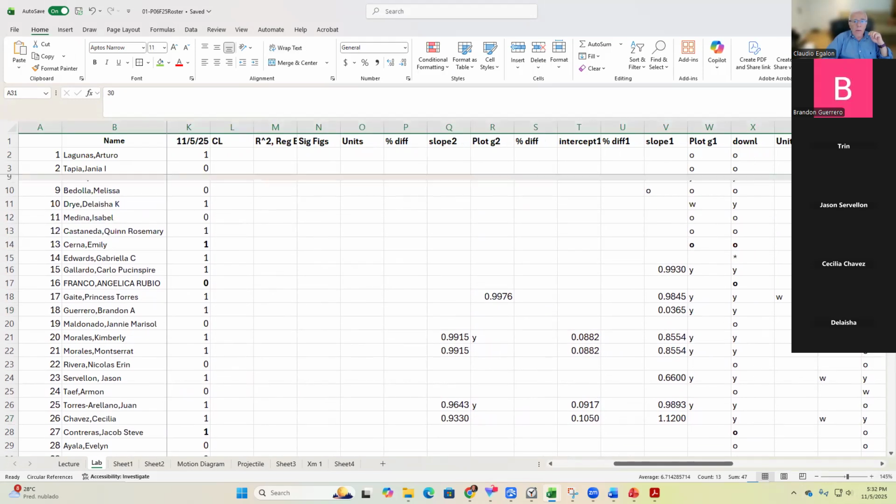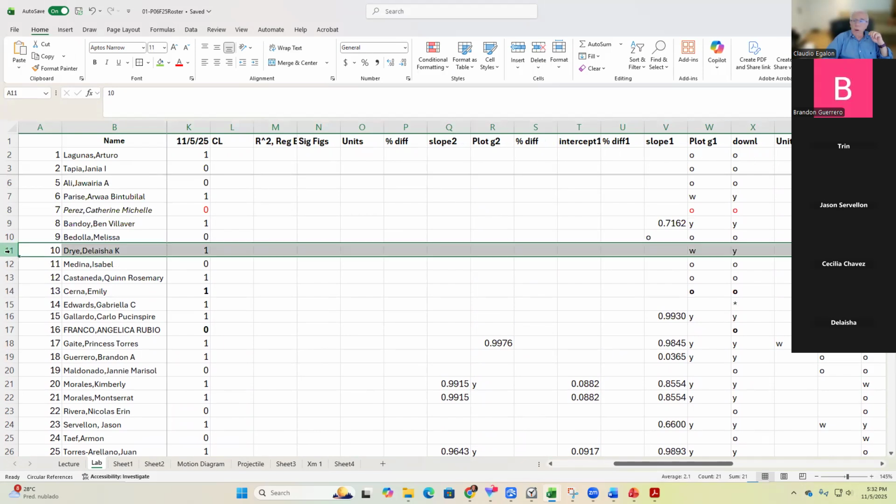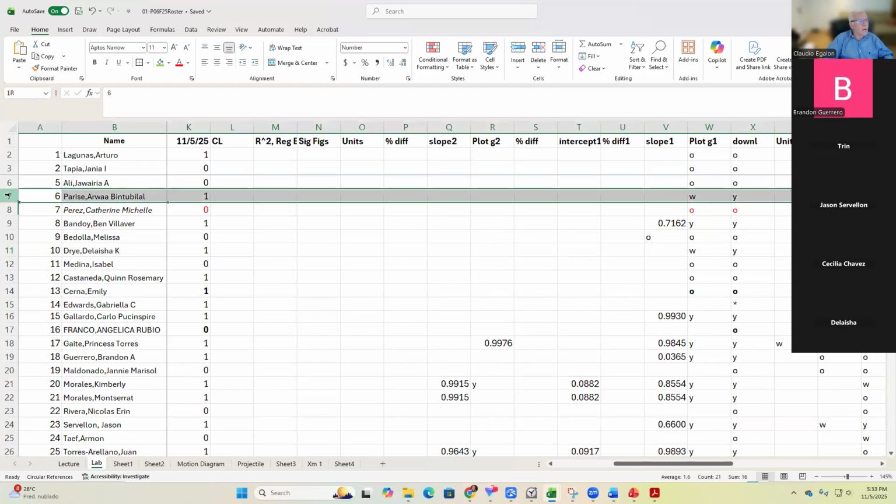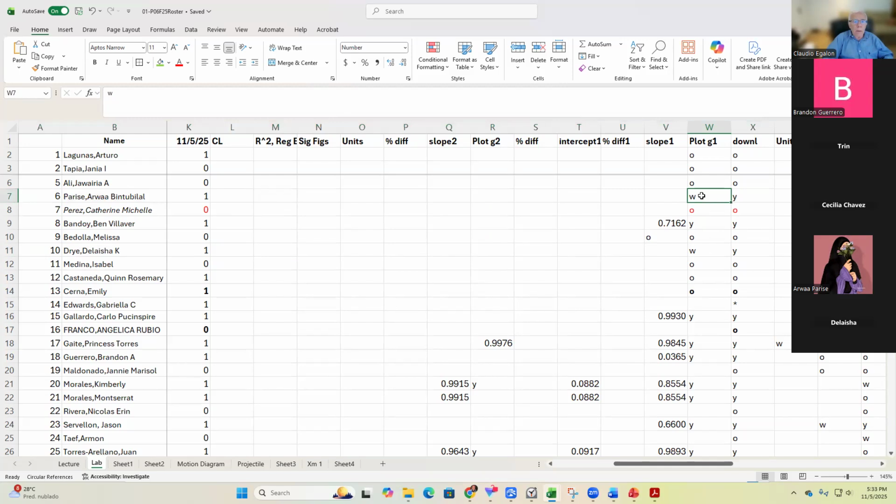Three is still working, right? Now let's see. Delisha, are you there? Did you plot your graph, Delisha? Yeah, I'm here. I'm still doing it right now. But yes, I think I figured it out. Okay. The other students, Arwa, are you there? Did you plot your graph, Arwa? Yeah, I'm here. I'm still figuring it out.